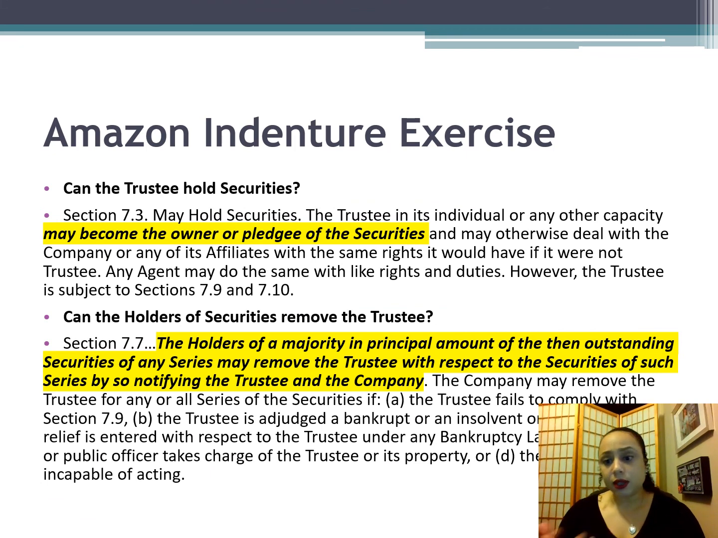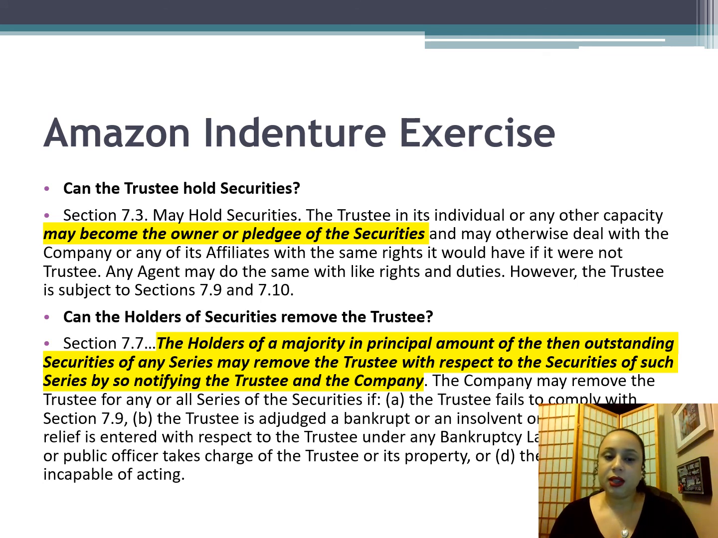Can the trustee, right, can Wells Fargo actually hold securities? Section 7.3: the trustee in its individual or any other capacity may become the owner or pledgee of the securities and may otherwise deal with the company or any of its affiliates with the same rights it would have if it were not a trustee. Okay, so the answer to this question is yes.